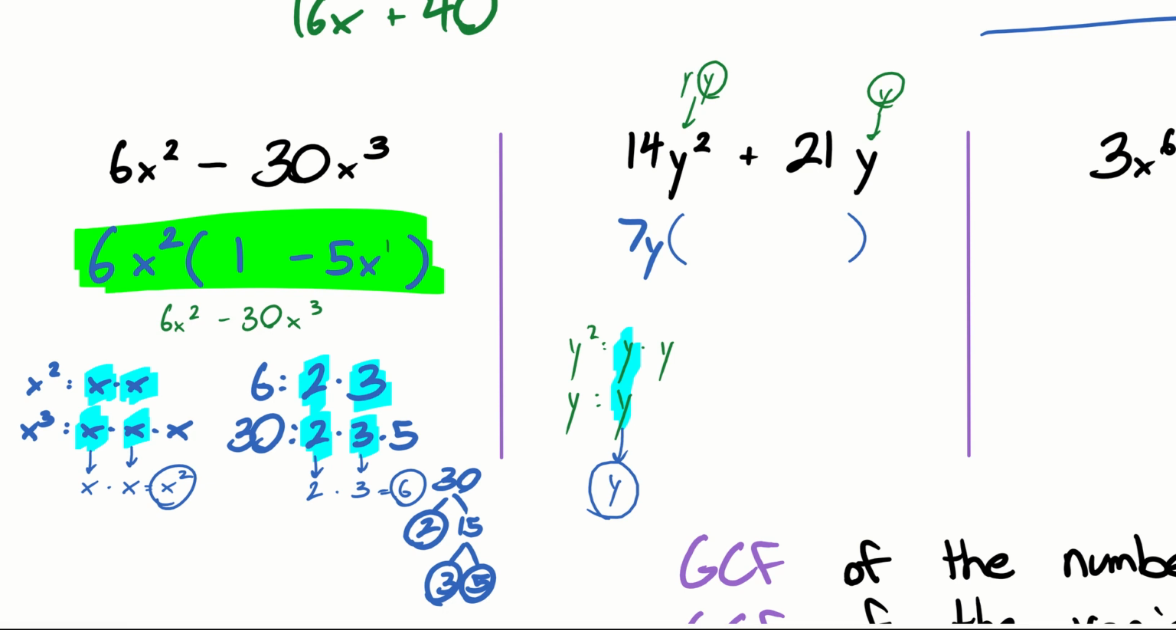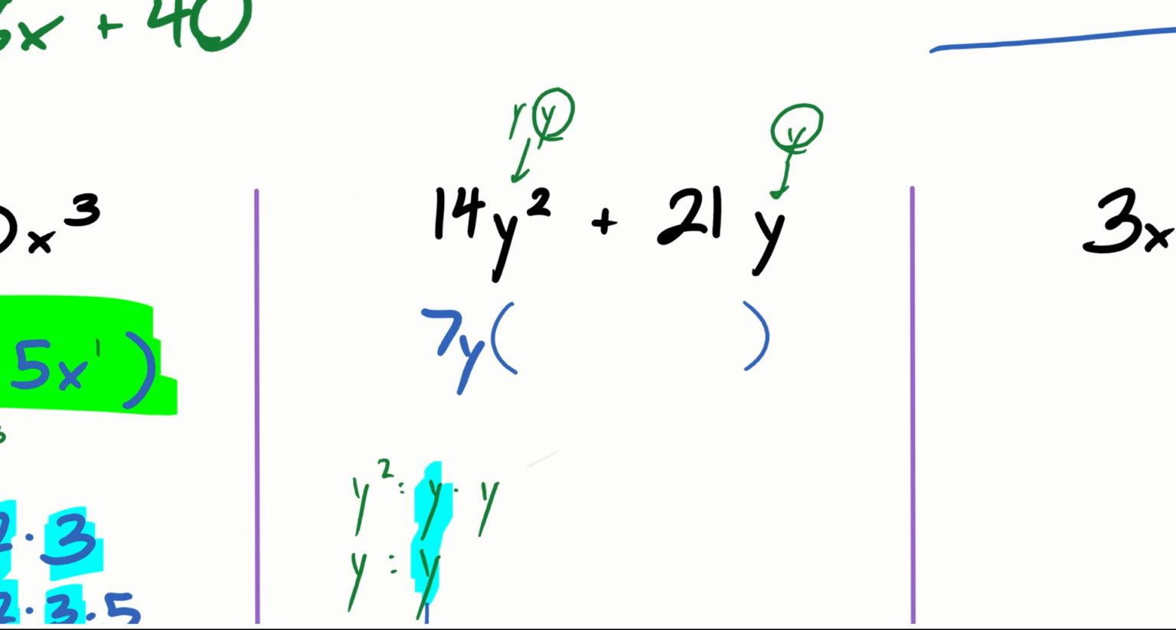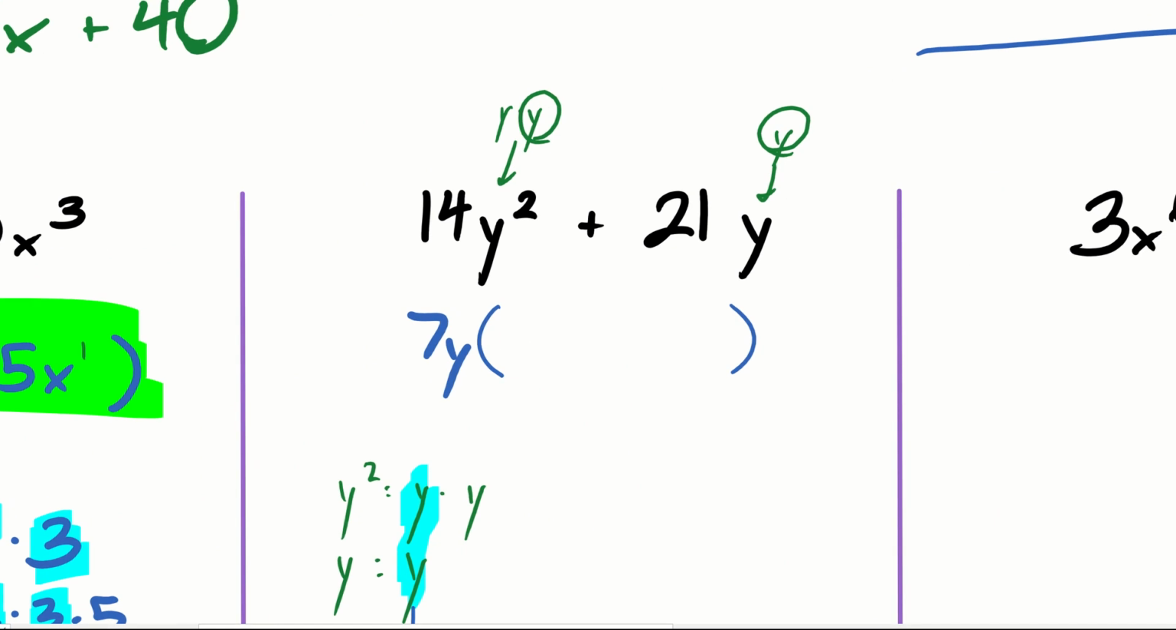Now that we've pulled out the GCF, we have to think of it as the distributive property. So, ladies and gentlemen, help me out here. 7y times what will get you back to 14y squared? Well, again, take it in pieces. 7 times 2 gives you 14, and y times a single y gets you y squared. Okay?